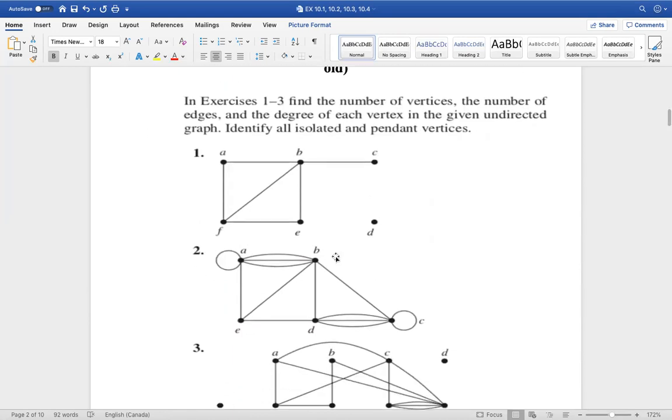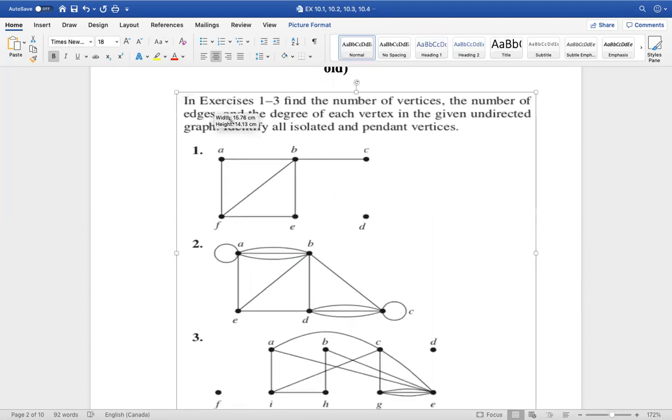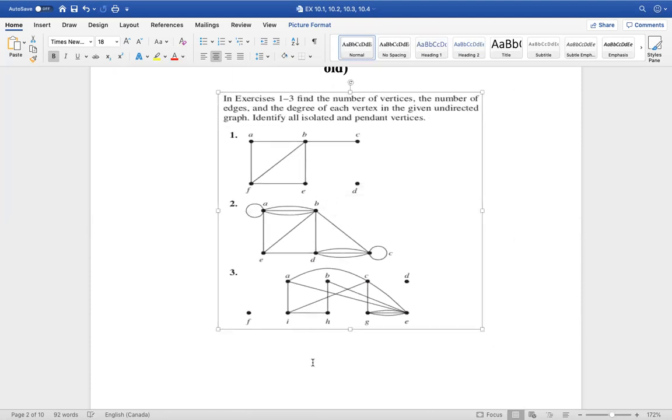So let's take the first question. In exercises 1 to 3, find the number of vertices, the number of edges and degrees of each vertex in the given undirected graph. Identify all isolated and pendant vertices. Okay, let's take number 1.